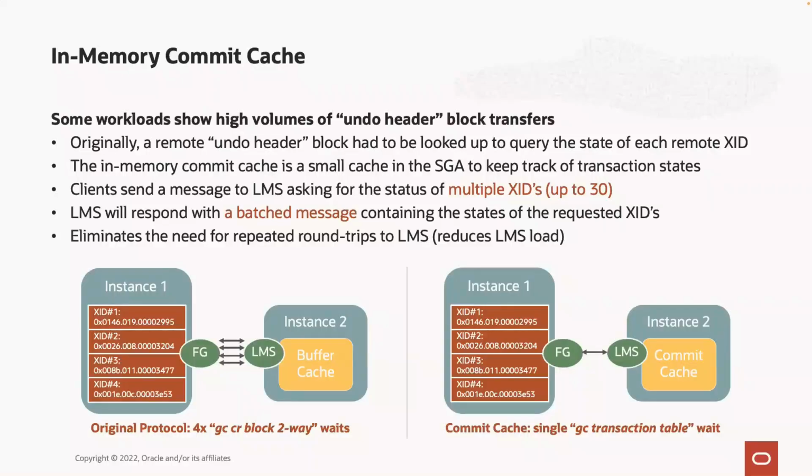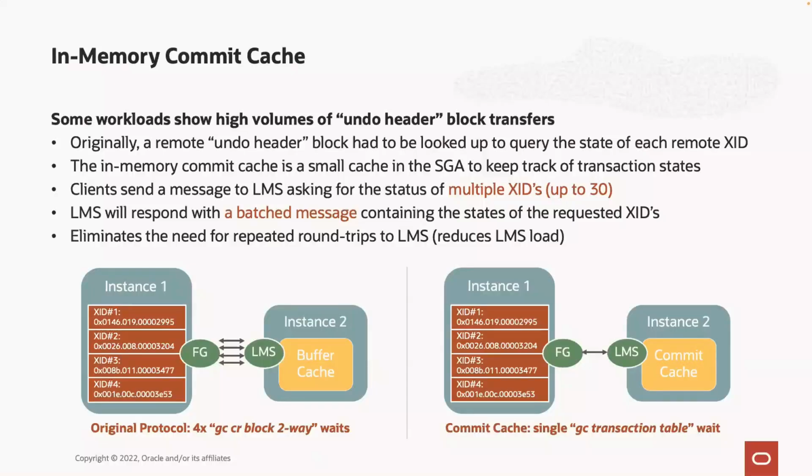This information is usually looked at by looking at the undo header. Usually this would happen as we would send and receive these messages. Now, what we are doing is using what we call the in-memory commit cache, so that the LMS will respond with a batch message. It contains all the states of all the requested transaction IDs. So we eliminate the need for repeated round trips. We reduce the load on LMS.